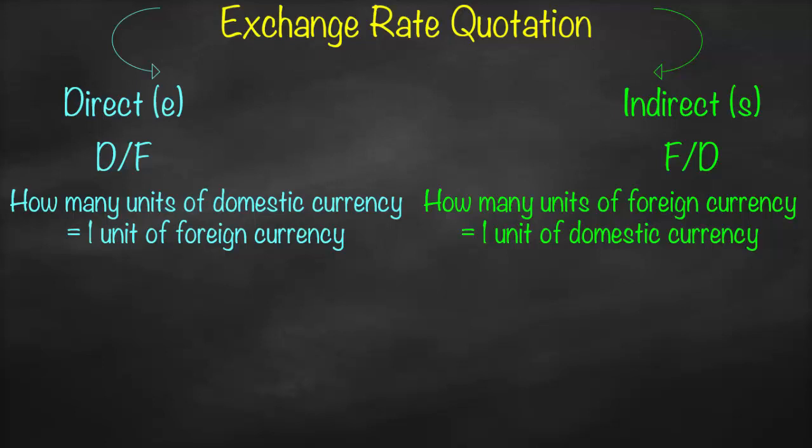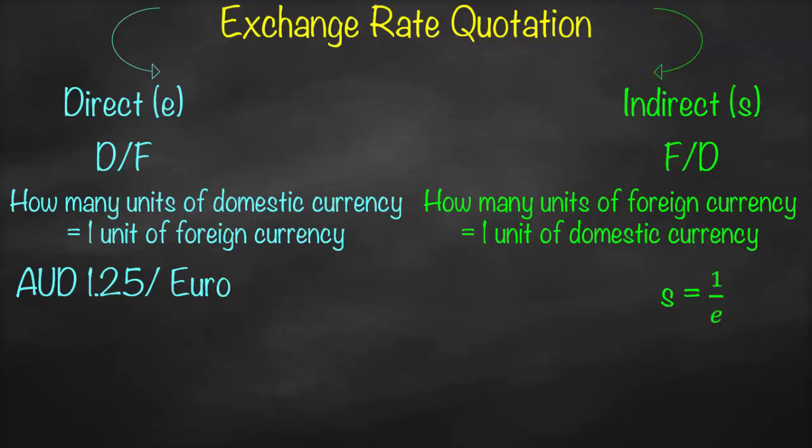Let's take an example of direct quotation in Australia. Our domestic currency will be the Australian dollar, our foreign currency will be the euro. So we have 1.25 Australian dollars per 1 euro. This means that if I'd like to get 1 euro, we need to pay 1.25 Australian dollars. Can I move from direct quotation to indirect quotation, instead of domestic currency per foreign currency to foreign currency per domestic currency? Yes, very easy.